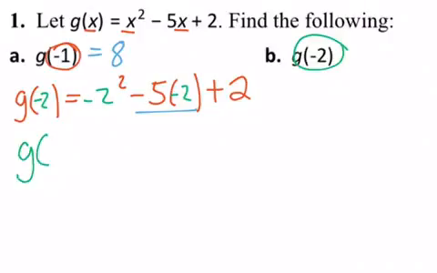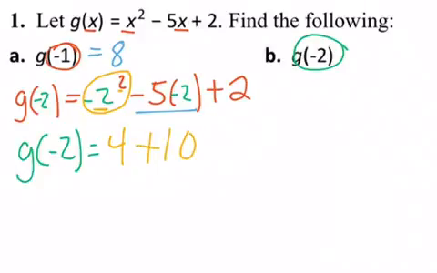So g of negative 2 would equal negative 2 squared. This right here means the base number times itself twice for squared. Negative times a negative is positive. 2 times 2 is 4. So negative 2 squared would be positive 4. Minus 5 times negative 2. A negative times a negative will be positive. 5 times 2 is 10. And then we drop down our 2. Just bring this guy straight down into our equation.